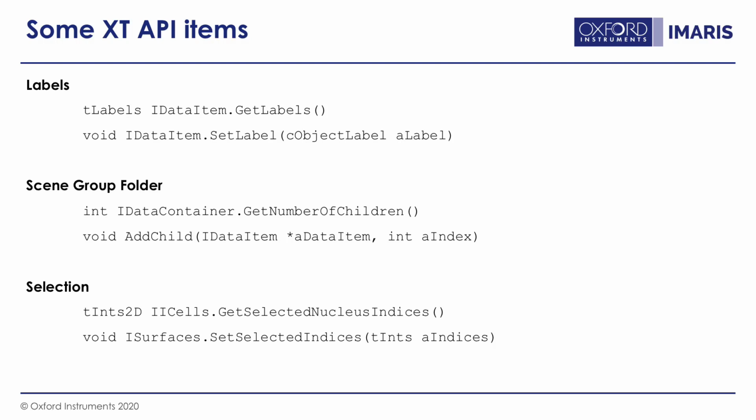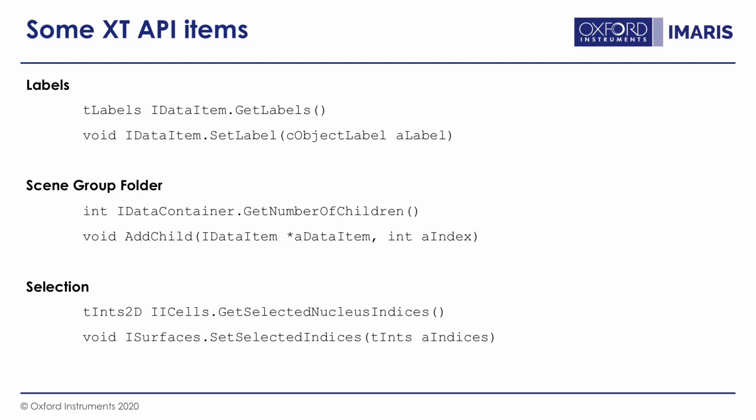Imaris also offers the ability to set labels. Basically, for the Surpass components, you can select individual items and give them a label. A label is basically two strings, a group name and a label name, and you can do that in the Imaris user interface. Using the XT interface, you can get and set it.